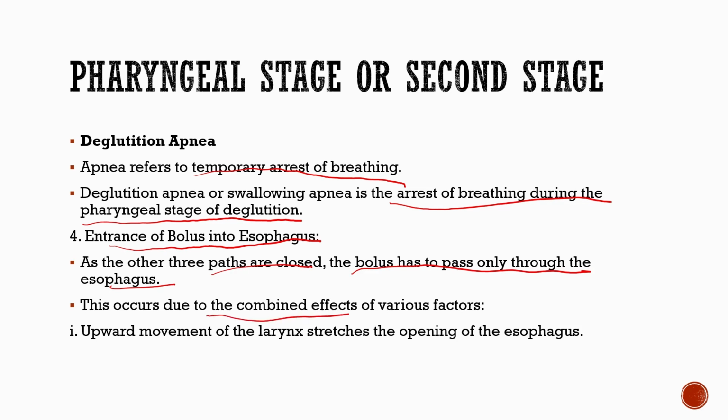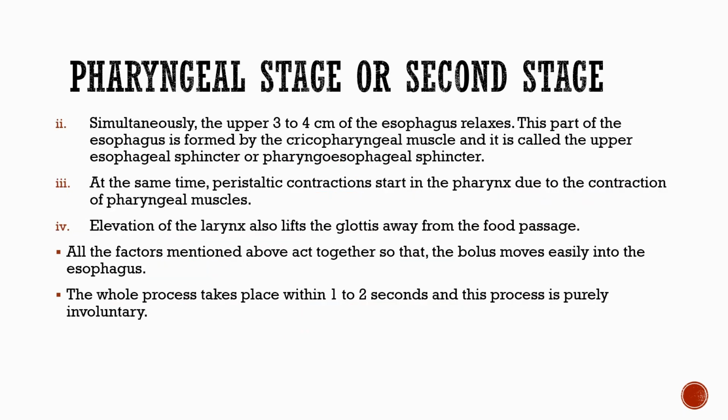This occurs due to the combined effect of various factors. Upward movement of the larynx stretches the opening of the esophagus, so it widens and opens. So bolus just moves smoothly into the esophagus. Simultaneously, the upper 3 to 4 centimeters of the esophagus relaxes.